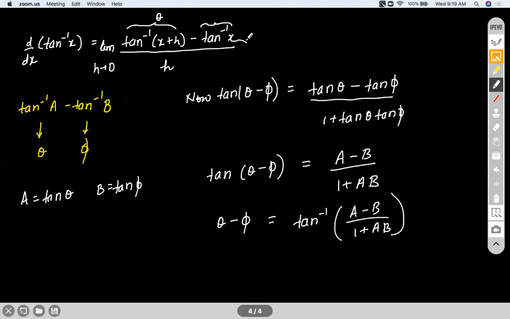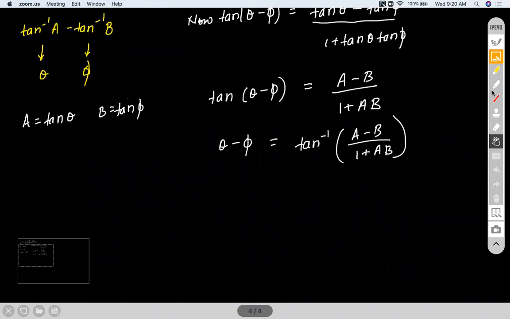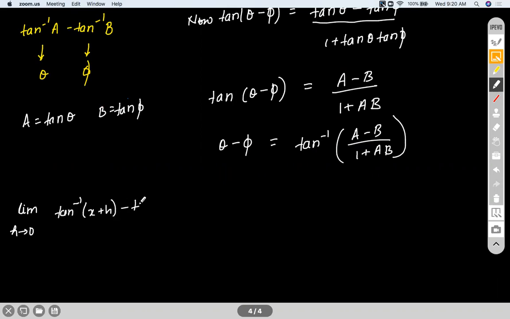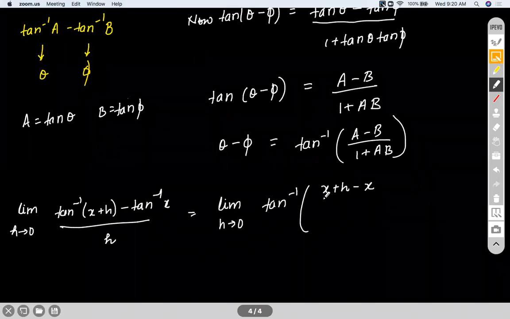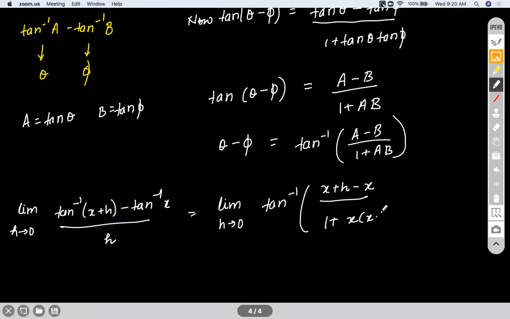I'm not able to write there, but I'll write it here. Treat this as phi. Okay. So according to this formula that we derived, can I write tan inverse of X plus H minus tan inverse of X, as tan inverse of A minus B by 1 plus AB? Am I right? Whole divided by H.